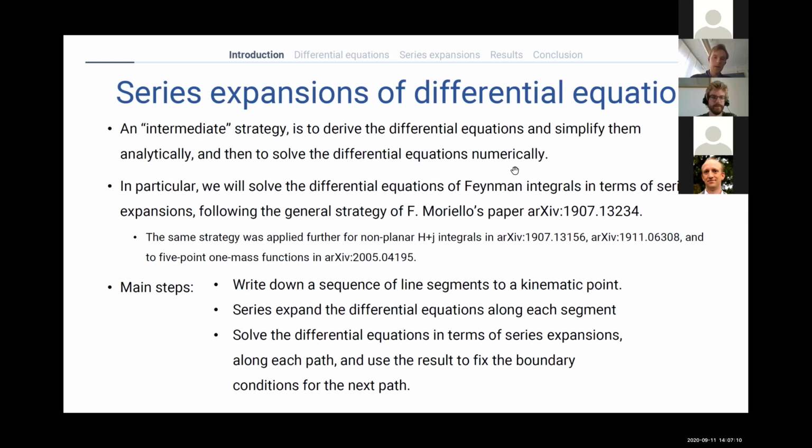And the main steps of this approach are: you write down a sequence of line segments to any kinematic point which you're interested in. Then along each segment, you expand the differential equations and you find series solutions. This way you can overcome problems with the radius of convergence of the expansions of the individual segments and actually transport numerical results to any point in phase space in a very efficient way.